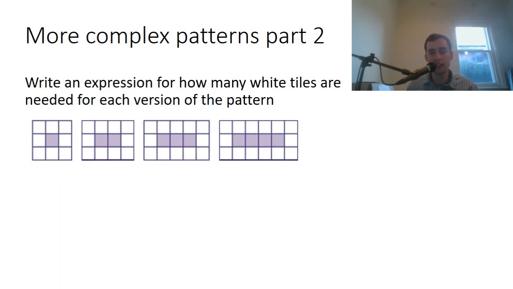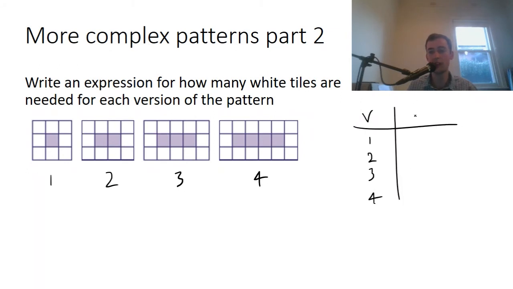Scrambled eggs. All right, this is the last question we're going to do. Write an expression for how many white tiles are needed for each version of the pattern. So if that's our 4 versions, how many white tiles do I need? So let's say I've got V for version. So version 1, 2, 3, and 4. And I've got W for white tiles.